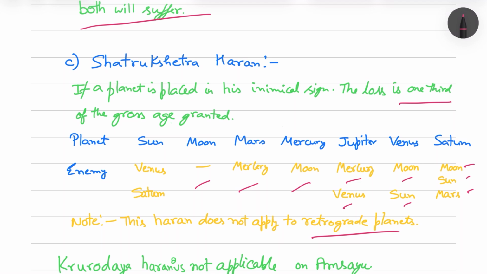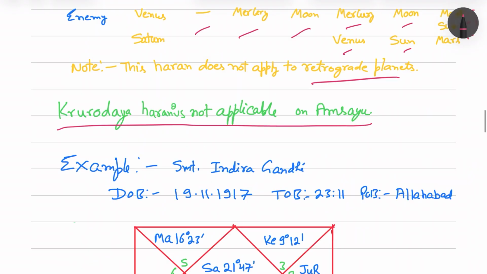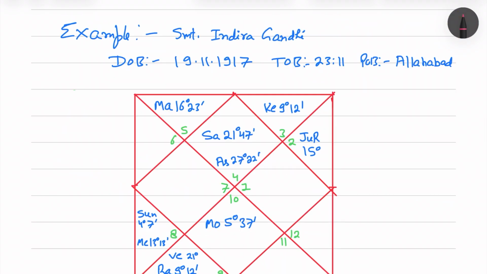One important thing to note is that in Amshayu, Krurude Haran is not applicable. So let's take the example of Smt Indira Gandhi Ji and calculate the Amshayu. Same date of birth, 1917, 23:11 is the time of birth and place of birth is Allahabad. And this is the D1 chart.